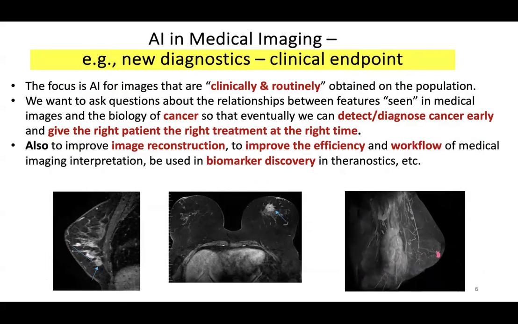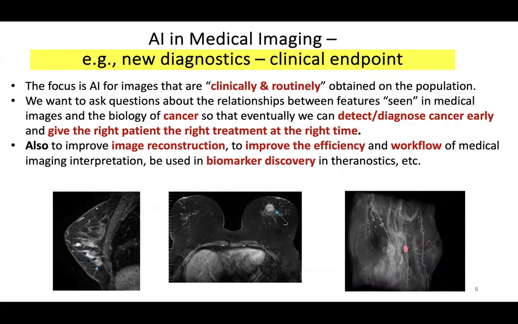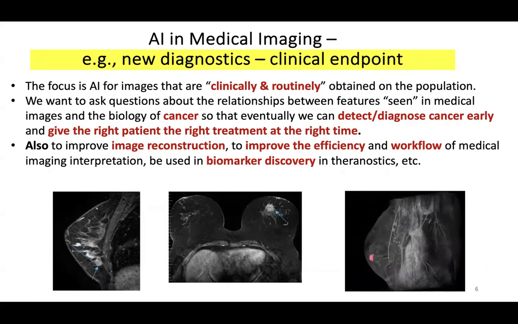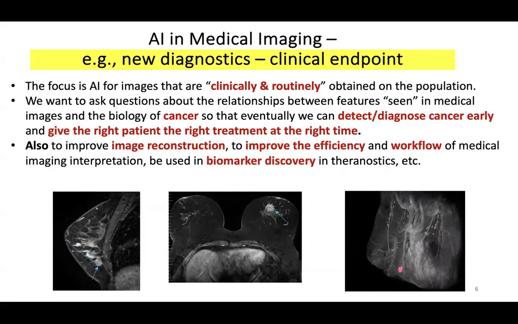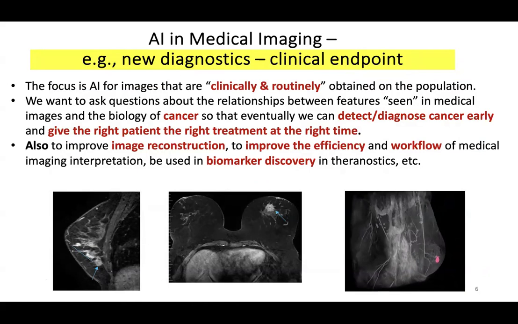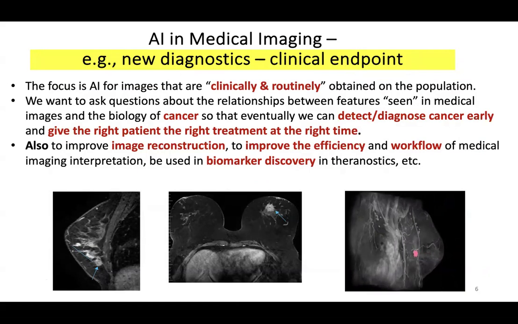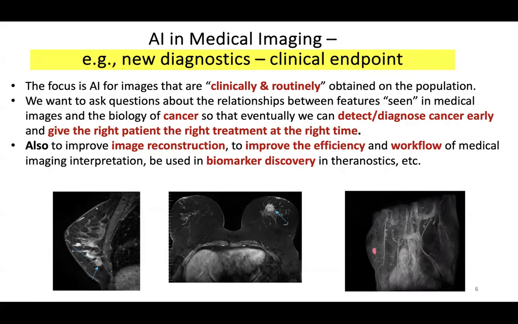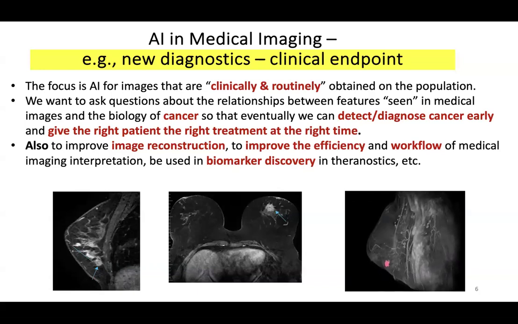I work on AI and medical imaging, looking to come up with new diagnostics and clinical endpoints. The focus here is AI for images that are clinically and routinely obtained in the population. We want to ask questions about the relationship between what is seen in the medical images by radiologists as well as by the computer, and the biology of cancer, so that eventually we can detect and diagnose cancer early and give the right patient the right treatment at the right time.